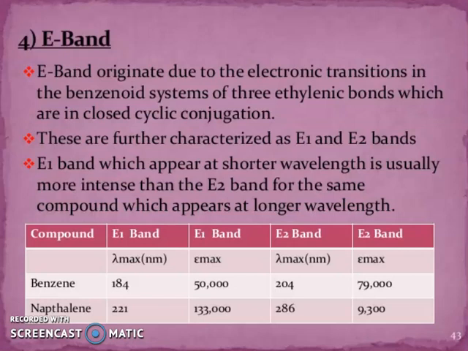E-band. E-bands originate due to electronic transition in the benzenoid system of three ethylenic bonds which are in close cyclic conjugation. These are further characterized as E1 and E2 bands. The E1 band, which appears at shorter wavelength, is usually more intense than the E2 band for the same compound, which appears at longer wavelength. Benzene, naphthalene. You can see E1 band 184 and 221, epsilon value 50,000 and 133,000. E2 band 204 and 286, epsilon 7,900 and 9,300.